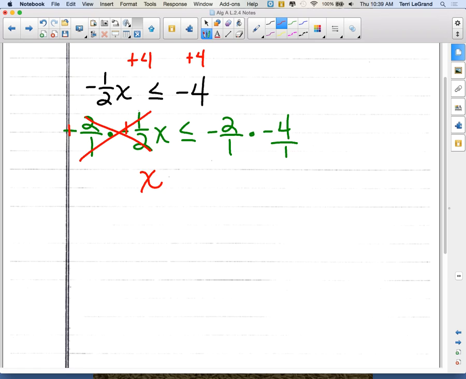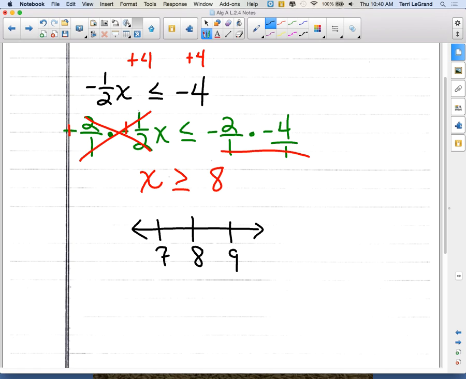Did we multiply or divide by a negative? What do we have to do then? Change our sign. Negative times a negative is a positive. 2 times 4 is 8. And because we got ones downstairs, it's like we can ignore them. And again, we don't need the calculator. Okay, go ahead and get that graph, and do an integer neighbor check. Make sure you shade it correctly.